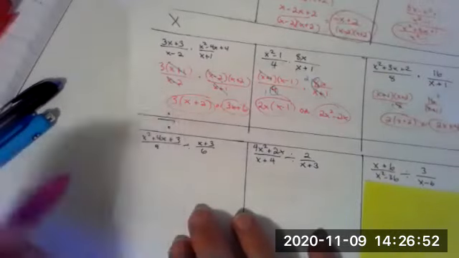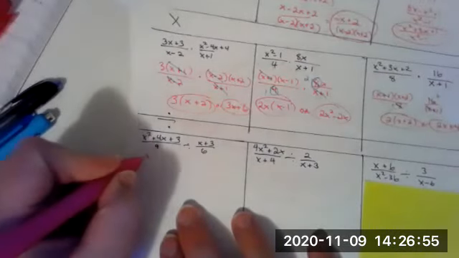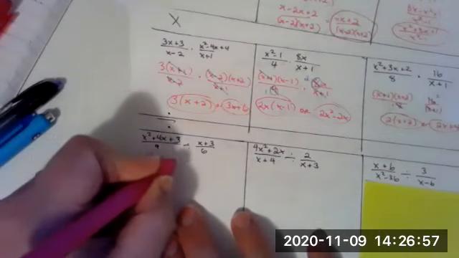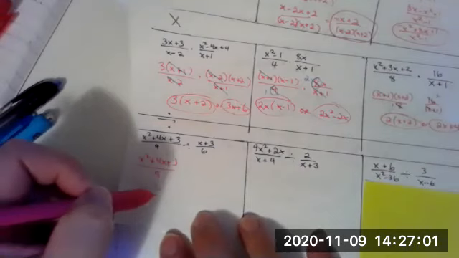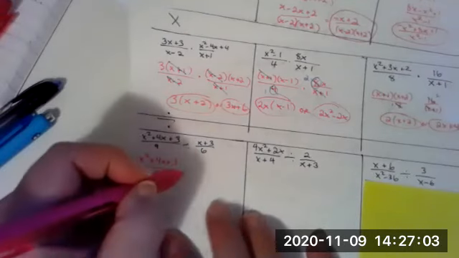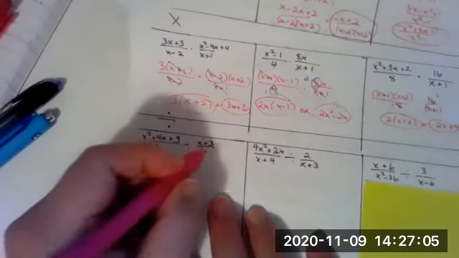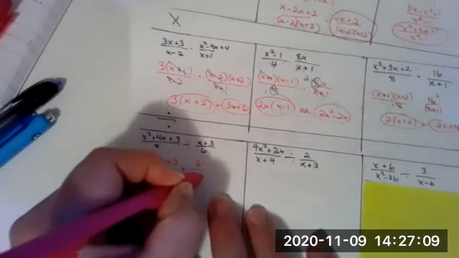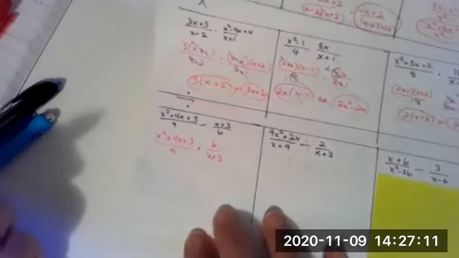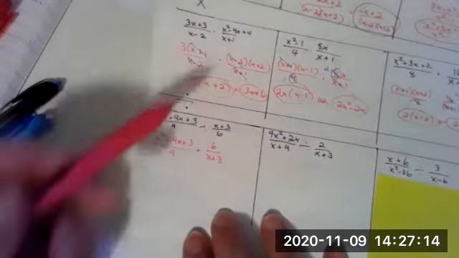So let's flip first. I'm going to leave the dividend the way that it is already in here, right? So x squared plus 4x plus 3 over 9. I don't flip that, but I'm going to turn this into multiplication by multiplying by the reciprocal of this. So this will now be 6 over x plus 3. Okay, now it's a multiplication problem, just like these.